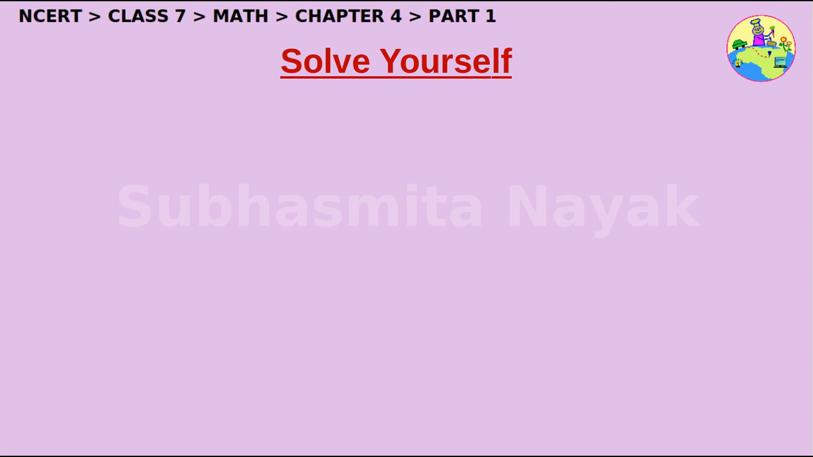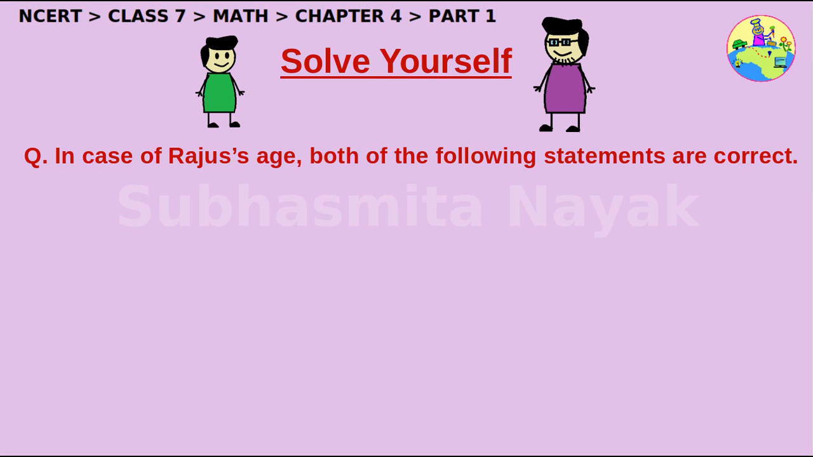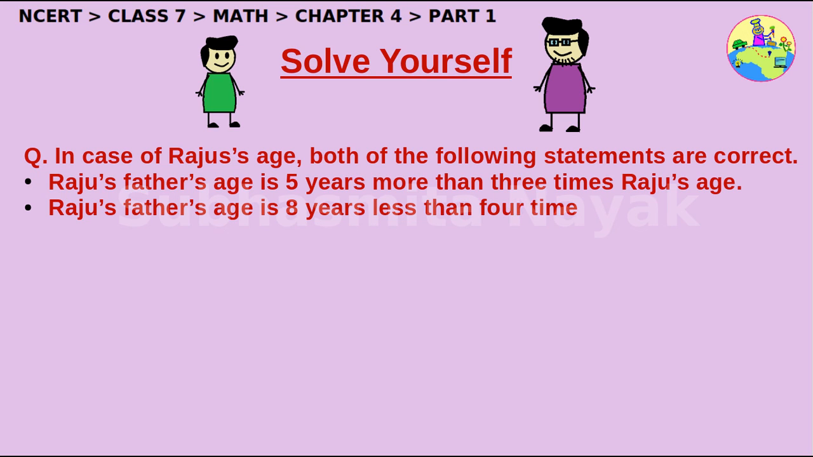Please write the equation for the following problem statement. In case of Raju's father's age, both of the following statements are correct. 1. Raju's father's age is 5 years more than 3 times Raju's age. 2. Raju's father's age is 8 years less than 4 times Raju's age.